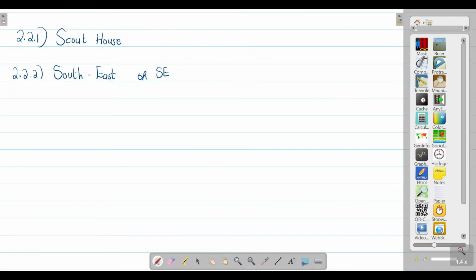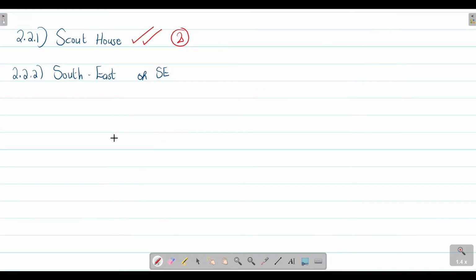So I forgot to show you guys how they'd mark question 2.2.1. You would get just 2 marks for saying Scout House there. Then in question 2.2.2, for your general direction, they're saying southeast or SE. So you'd get the 2 marks there.